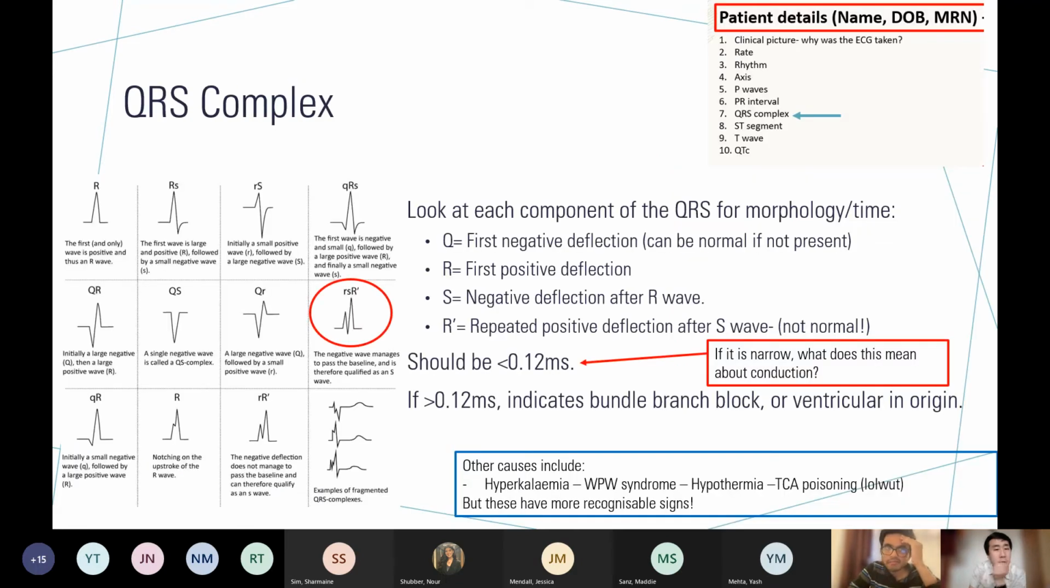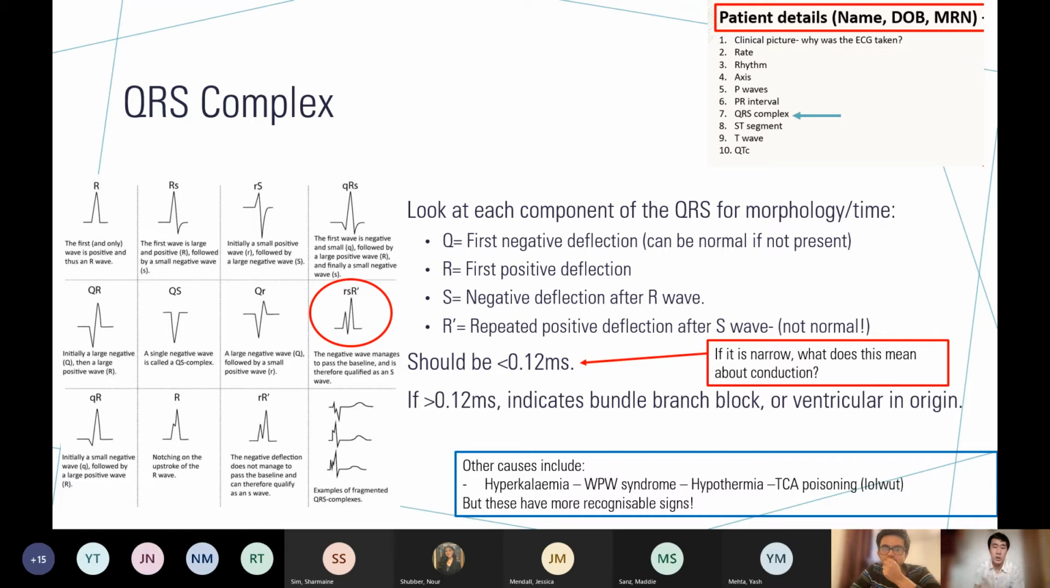QRS complexes now. So this little table is just useful to understand what the different components of the QRS are. So Q is actually the negative deflection that happens first before the R. R is the big positive deflection. S is the big negative deflection. Sometimes you get repeats, and that's why you have a repeat letter with the apostrophe. Okay. So there you go. So R dash is the second positive deflection that happens after an S wave, and that is not normal. So that's a sign of pathology.